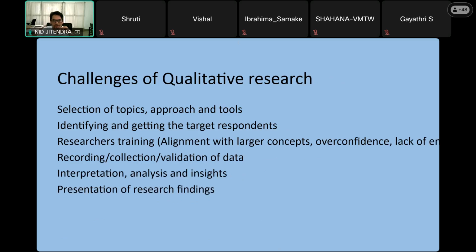Challenges of qualitative research. Selection of topic, approach, and tools is a big challenge. Because how do you decide which topic to be taken in an interview? How do you find the right target respondents? How do you get to them? Because if they are sitting in different complex situations, then getting them is very, very difficult. If they are not ready to respond to your questions, then there is a difficulty. It happens especially in social innovation scenarios where you will find that your respondents are really tricky to catch hold of, and many times they are not convinced and not ready to give answers to your questions.